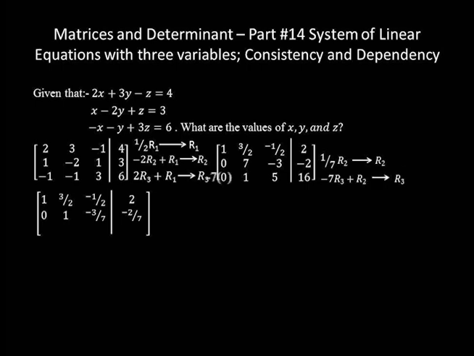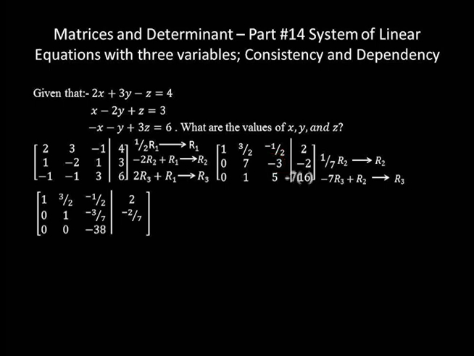Negative 7 times 0 is 0. 0 plus 0 is 0. Negative 7 times 1 is negative 7. Negative 7 plus 7 is 0. Negative 7 times 5 is negative 35. Negative 35 plus negative 3 is negative 38.